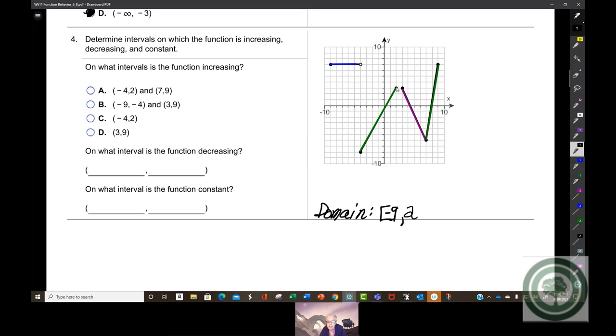And then it stops and there's a gap, but there's a filled in circle there, so I put a bracket. And then the graph picks up here again at 3, so I put a union. And then the graph goes until positive 9, the x-axis part of it. That would be the way I'd write domain. But that's not the way you're going to do this, because we don't use brackets when we're writing increasing, decreasing, and constant.